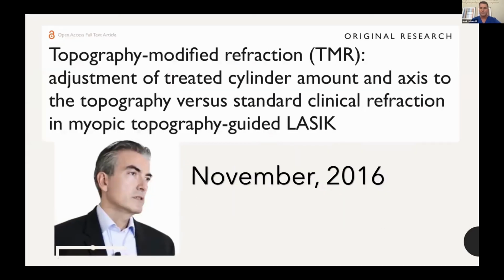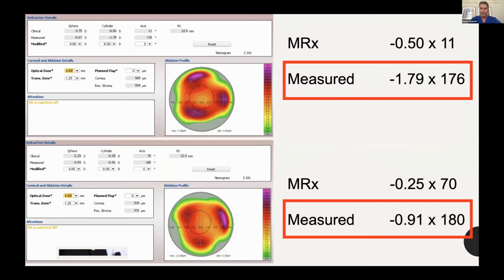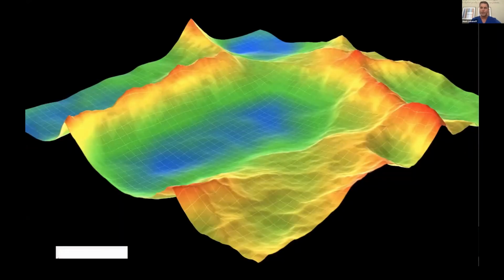This prompted Dr. Kanellopoulos to seek better ways to treat, and he came up with a landmark paper in November of 2016 introducing TMR, topography modified refraction. In topography modified refraction, what Dr. Kanellopoulos recommended is that we no longer treat the astigmatism measured at the phoropter in the manifest refraction, but rather we treat the full measured anterior corneal astigmatism that was being identified, even though the measured anterior astigmatism could in cases be quite different from the manifest. And this came about because Dr. Kanellopoulos had a brilliant observation.